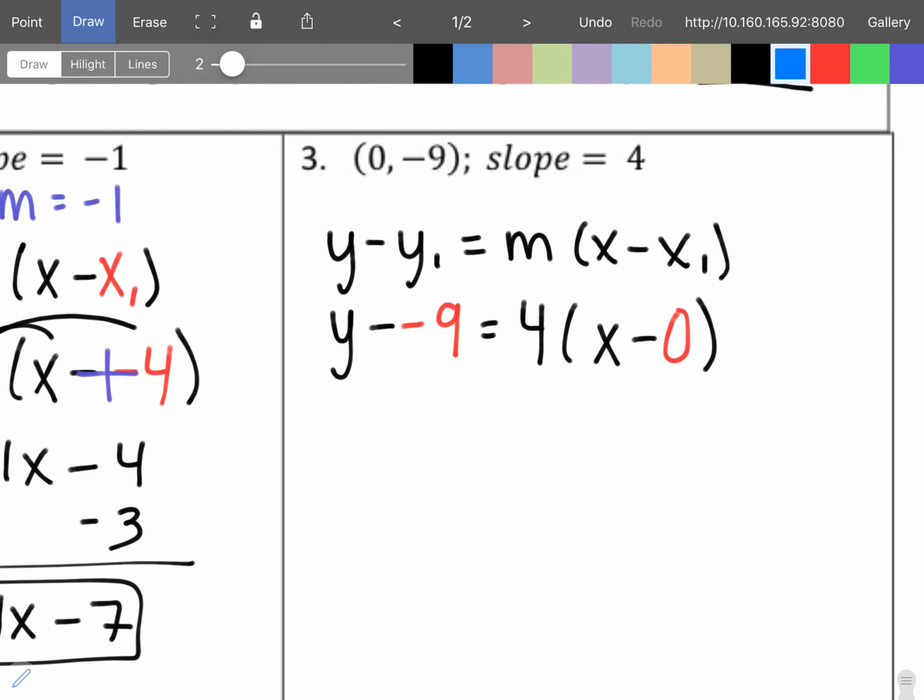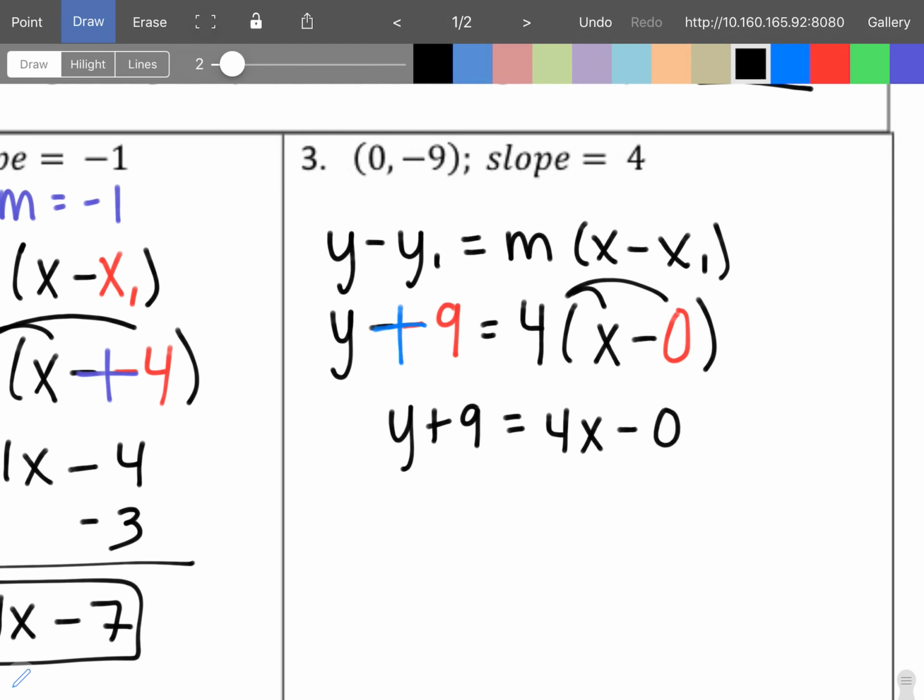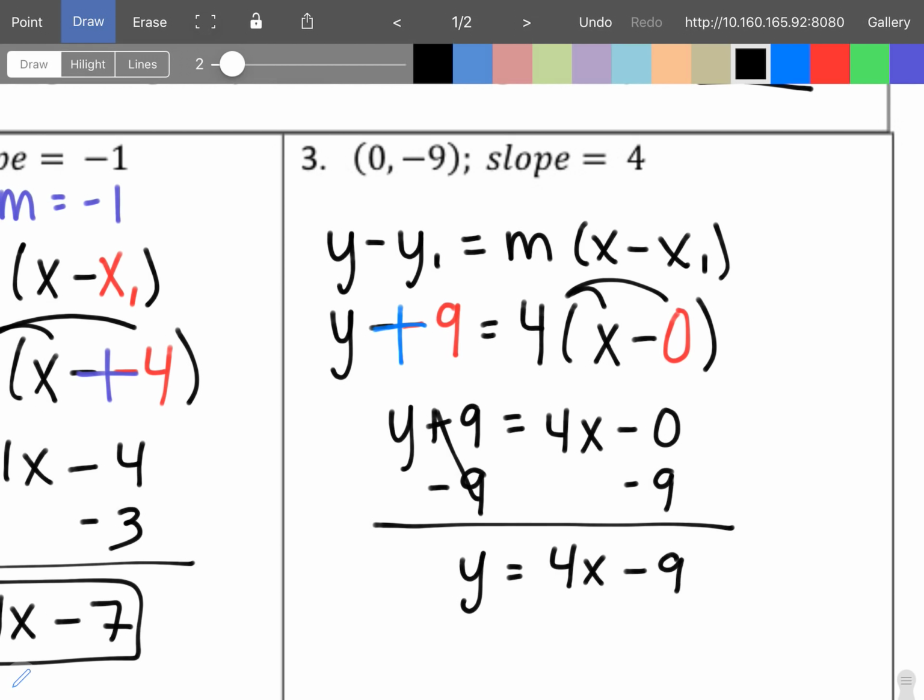Okay, so this guy turns into a big plus sign. I have y plus 9 equals, I'm going to distribute this, 4x minus, well 4 times 0 is 0, right? So now I'm going to get y alone, subtract 9. Do you see the pattern? We're doing the same thing every single time. Y equals 4x minus 9. That 0 didn't even have to be there if you didn't want to put that minus 0. You don't have to put that.